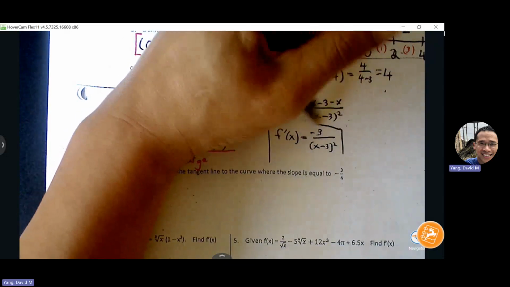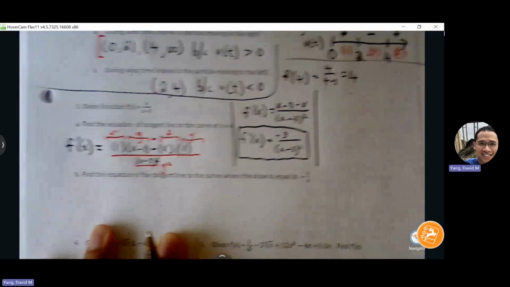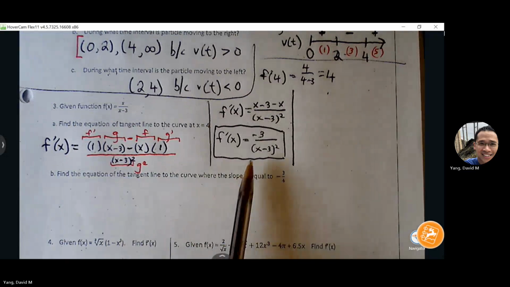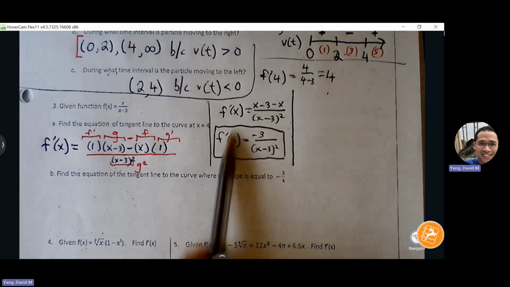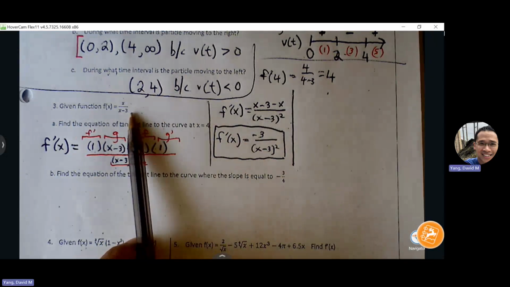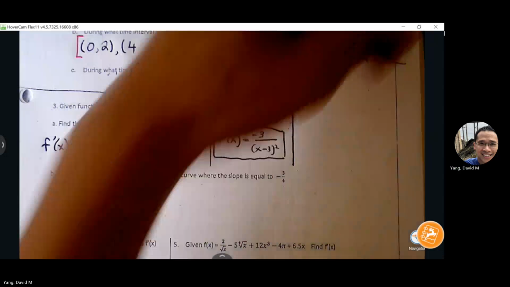Okay, so here's my derivative. This is my slope formula. What would you do next? Get the slope. That's right. The original function gives you the y value. The derivative gets you the slope.